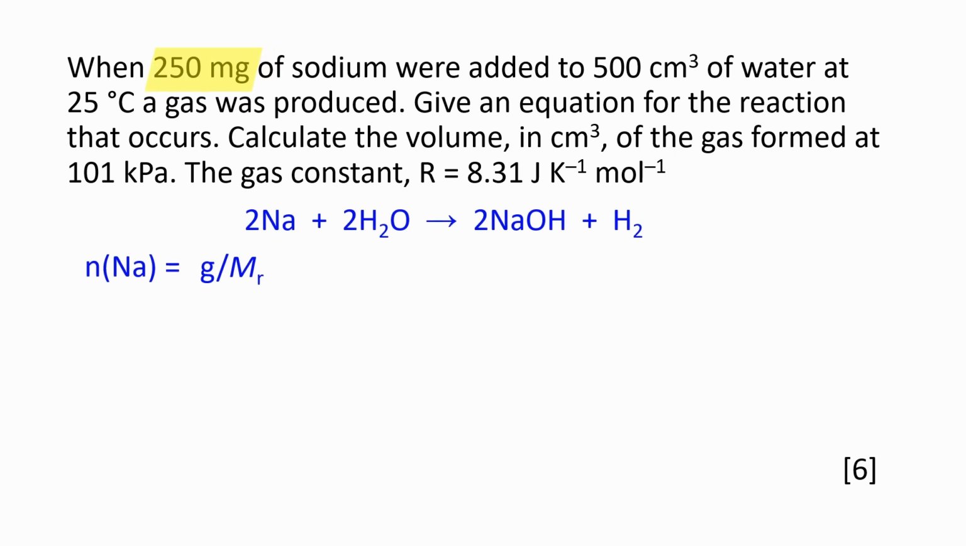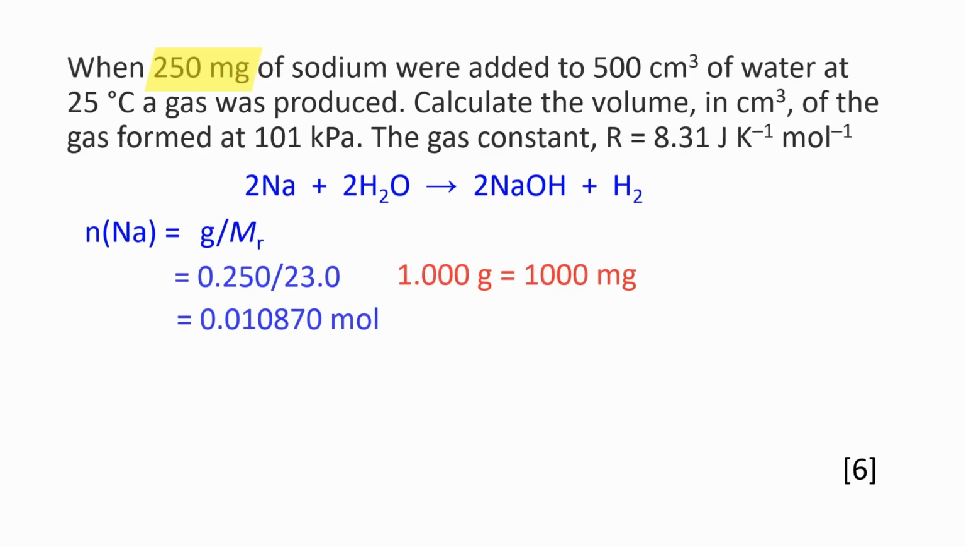2 moles of sodium will react with 2 moles of water to give 2 moles of sodium hydroxide and 1 mole of hydrogen. We can work out the amount of sodium that reacts using number of moles is equal to mass over molar mass. The mass of sodium is given in the question. To convert from milligrams to grams, divide by 1000. The molar mass of sodium can be found on the datasheet.